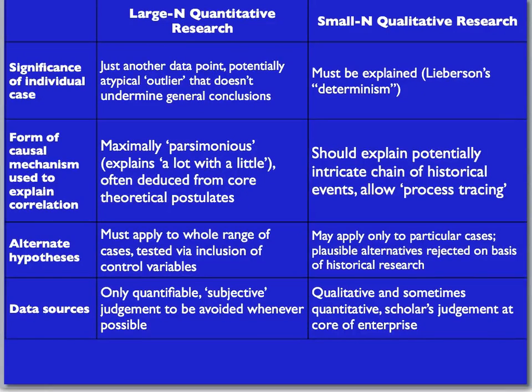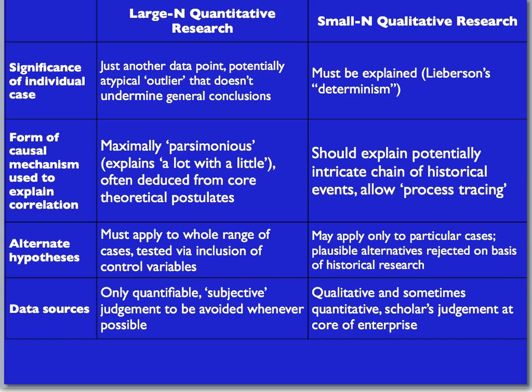What about alternate hypotheses? This is an important thing. In a statistical study, the alternate hypotheses must apply to the whole range of cases. They're tested via the inclusion of control variables. So if you think that income might be a predictor of democracy, you test that against your whole range of cases.